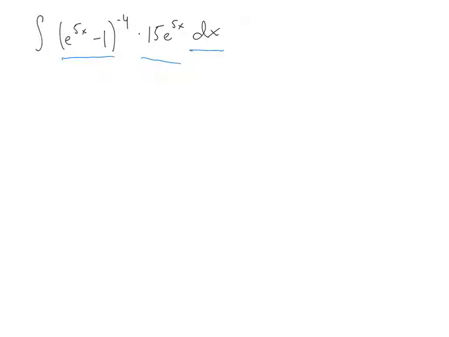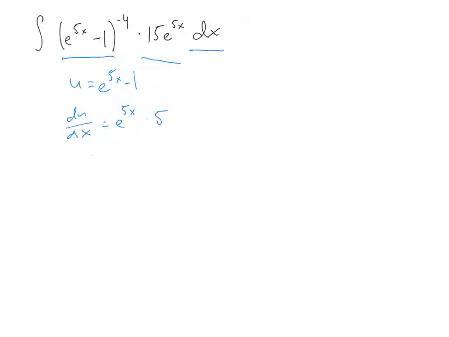So I look at this one and I take the derivative quickly in my head and I say, hey, e to the 5x minus 1, the derivative of that is just e to the 5x, which will cancel nicely with that one there. So let's try this. Okay, let's try it. So if u is equal to e to the 5x minus 1, then du dx equals e to the 5x times 5 because of the chain rule.